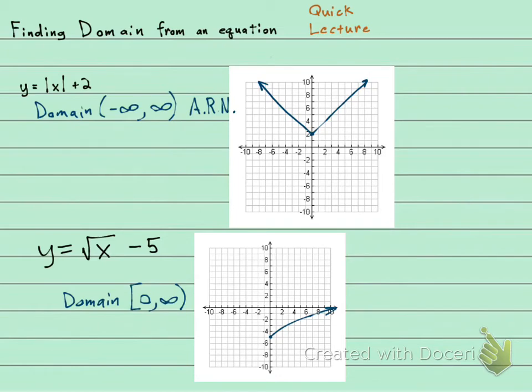So why isn't my domain all real numbers? There are only two things you need to look for that will make your domain not be all real numbers. There are two restrictions on the domain. One of them is underneath a radical. Underneath a radical has to be positive. You can't have a negative under a radical and still have a real number. That's one of those imaginary numbers.